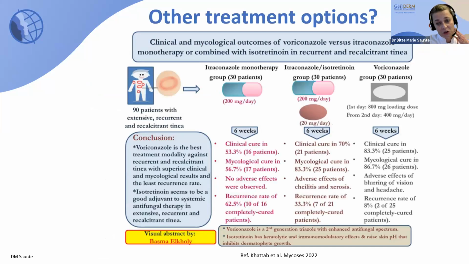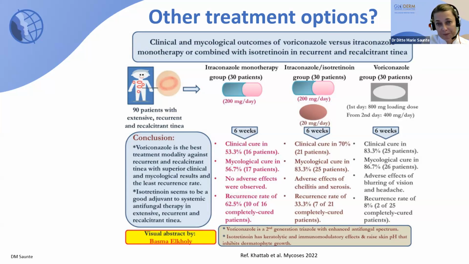This is a very interesting study which was published by Katab and colleagues in 2022. They divided the patients into one group receiving itraconazole monotherapy, 200 milligrams a day, and one receiving itraconazole combined with isotretinoin, because it is keratinolytic and has an immunomodulatory effect. And then voriconazole, which is a third generation triazole antifungal.